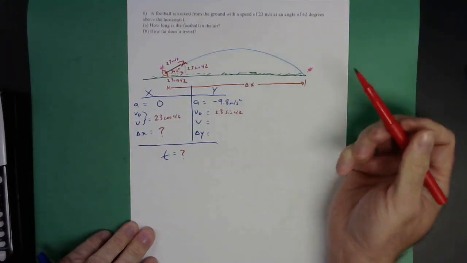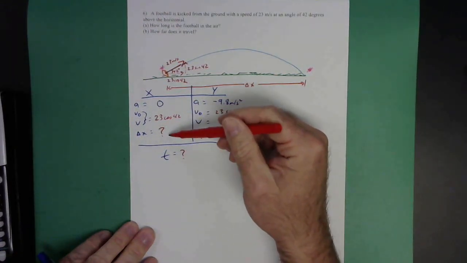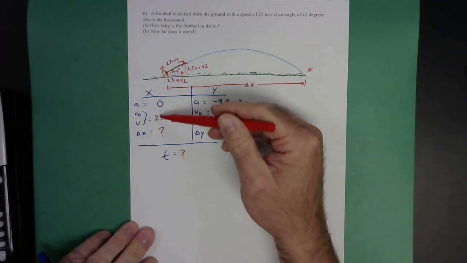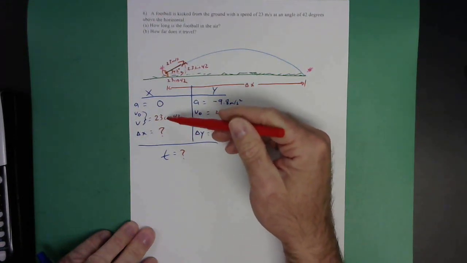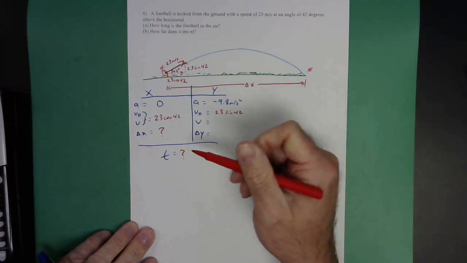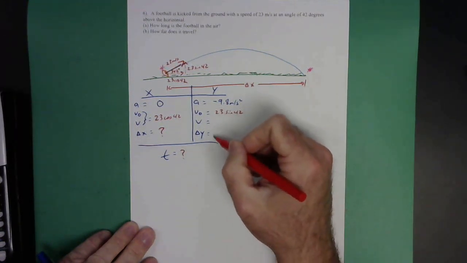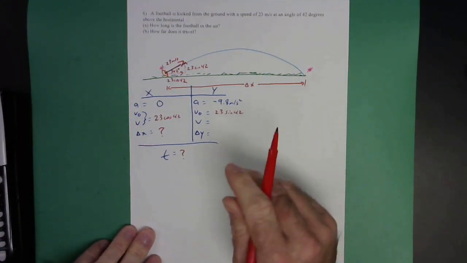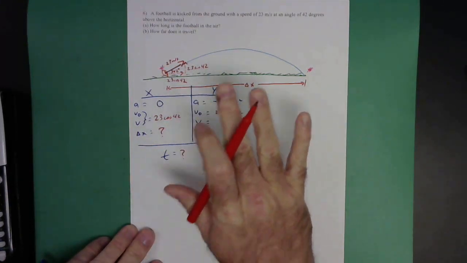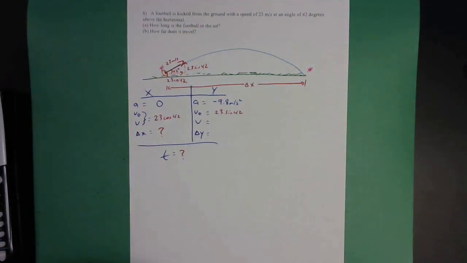All right, looking at this, you say, hey, do I have enough information to solve? And you're like, oh my gosh, this horizontal axis, I only know 2 things. That's not enough. What about the vertical motion? You're like, oh no, I only have 2 things. It's okay. We know more things about this motion.